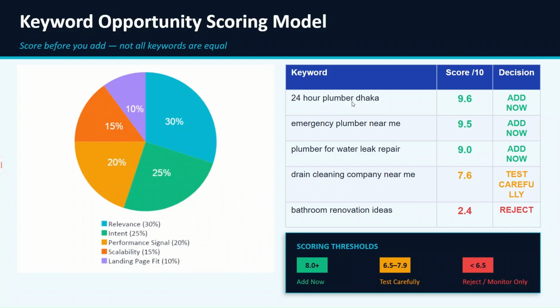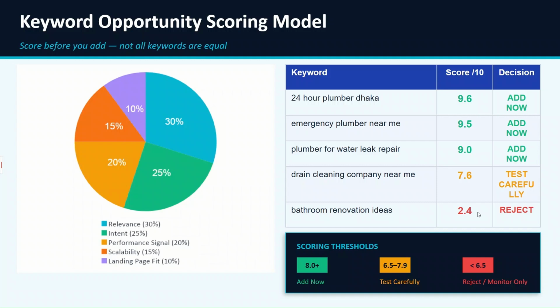So look at the scoring table on screen. Suppose 24-hour plumbing Dhaka, our score is 9.6. Then plumber near me right now, score is 9.5. So add this. And also plumber for water leak repair, score is 9, so add now. In these two keywords, the scores are 7.6 and 2.4. I can use the first as a test and I can reject the second.